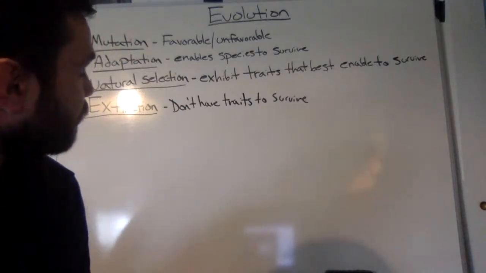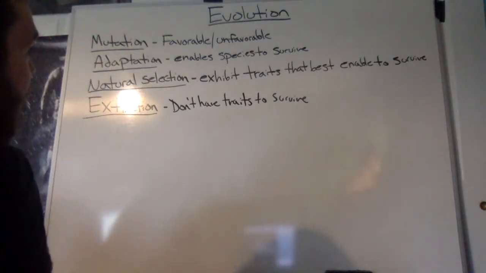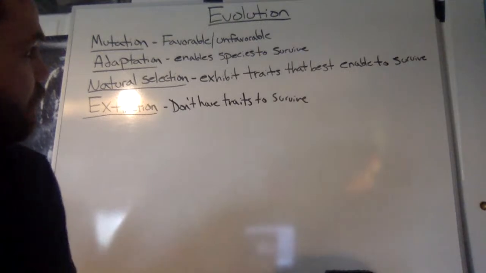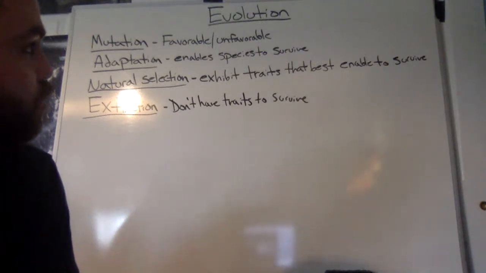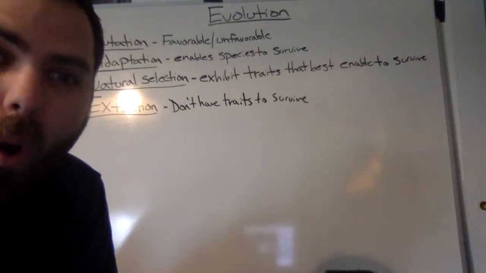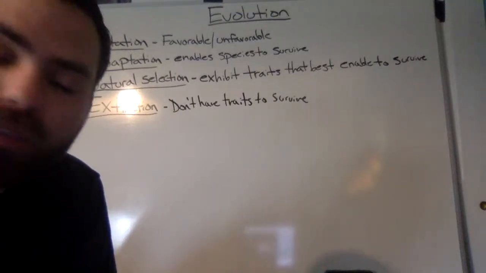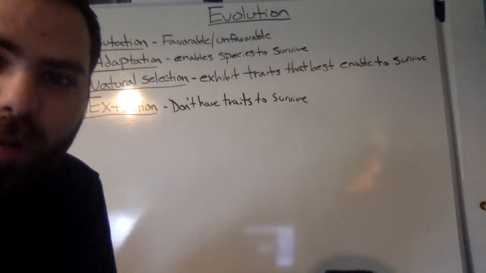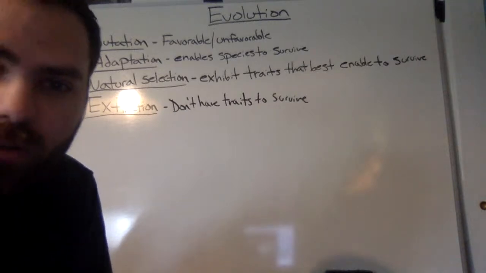And going from there, okay? Now, natural selection is you exhibit traits that best enable you to survive, okay? So that's basically, you know, let's say we're back where we have to actually hunt for our food instead of going to the supermarket.